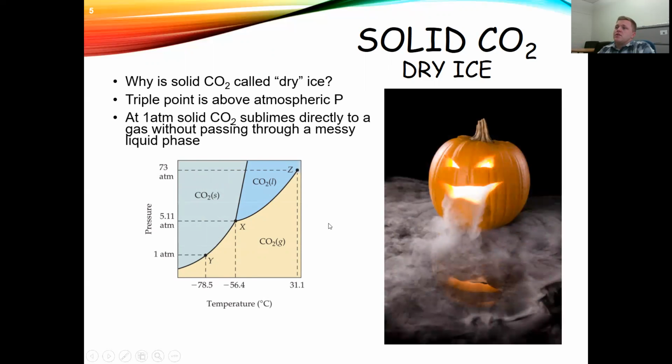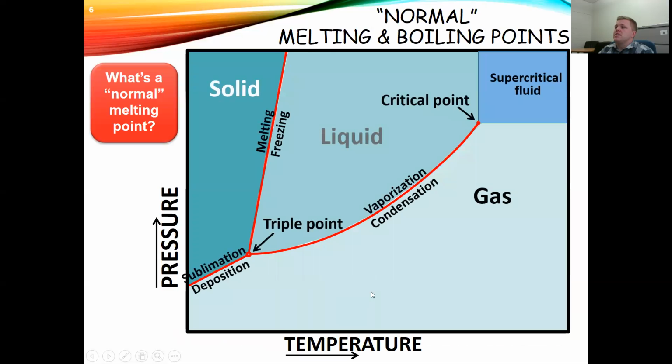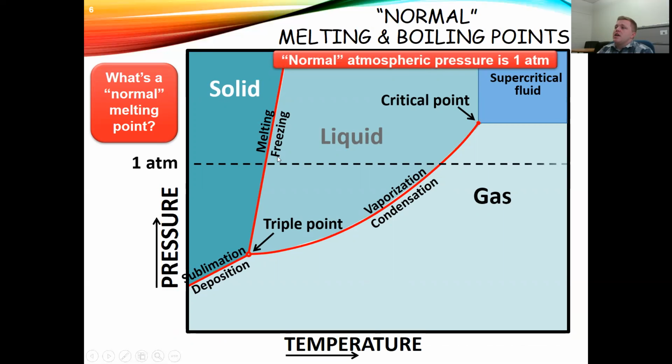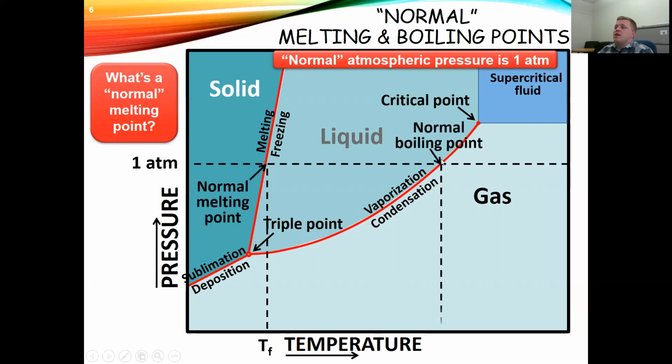Okay? This actually brings up a point about what is known as normal melting points. CO2 does not have a normal melting point. Normal in chemistry terms means at 1 atmosphere of pressure. So most species at atmospheric pressure have a normal melting point, the temperature at which it will melt at 1 atmosphere of pressure, and they will have a normal boiling point. That is the temperature at which it will boil at 1 atmosphere of pressure.